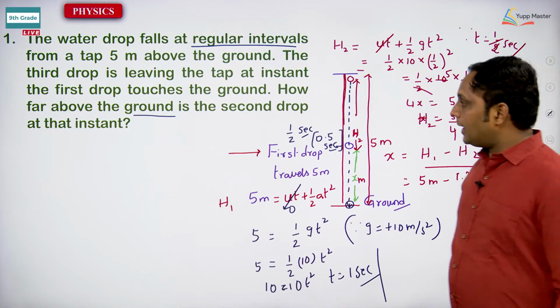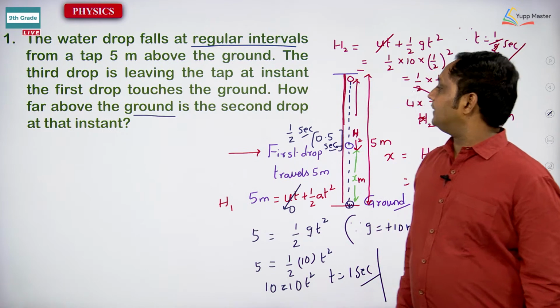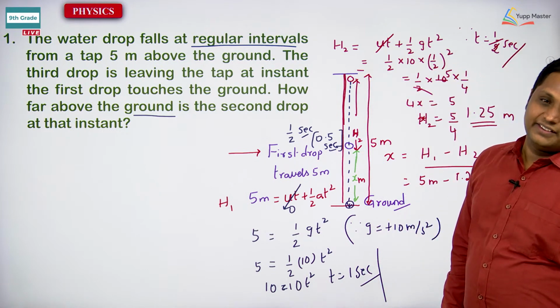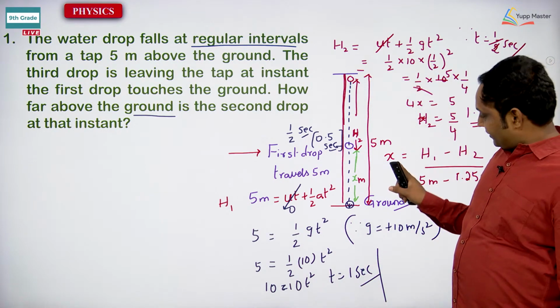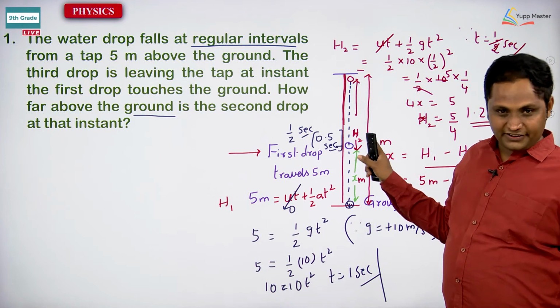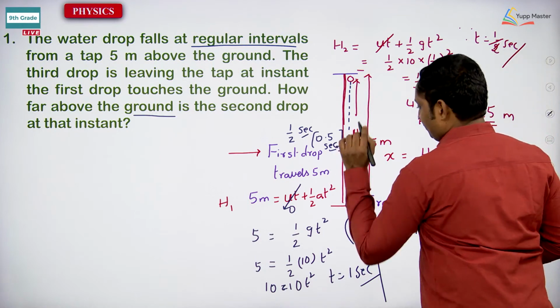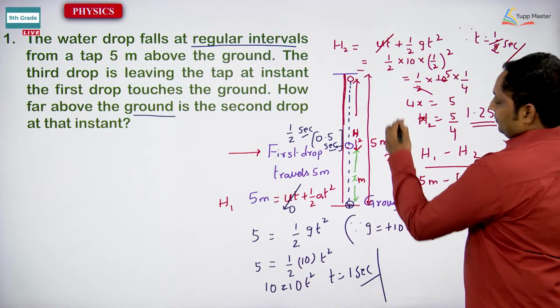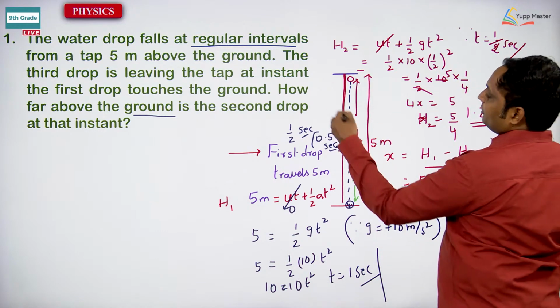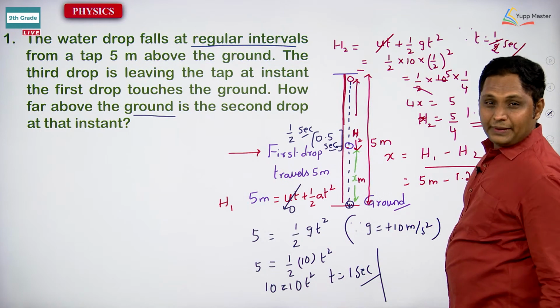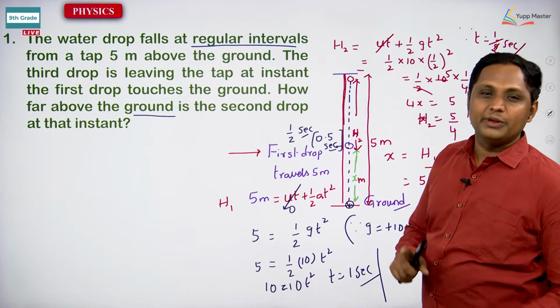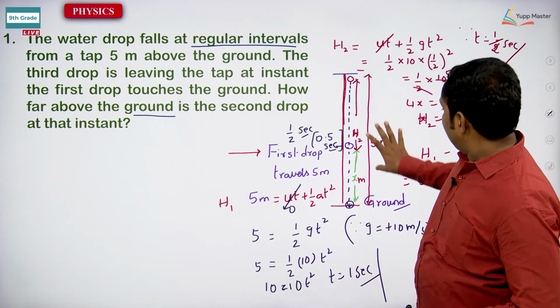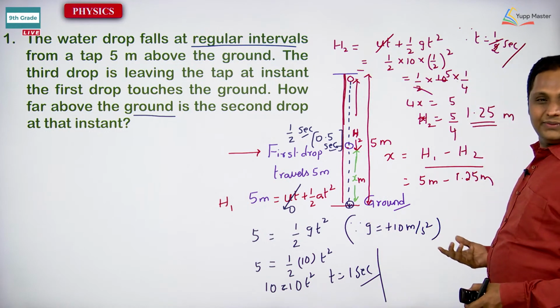So, how far above the ground is the second drop at that instant when the first drop has reached the ground? The second drop is at the middle, you can assume, at this position. The time taken is 1 second for the first drop and 1 by 2 second for the second drop, but the distance is not the same, it is somewhere else.